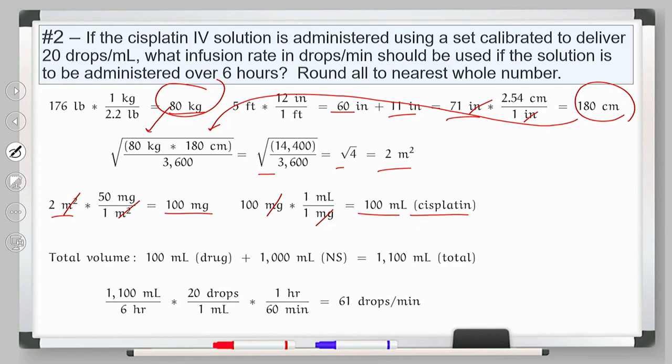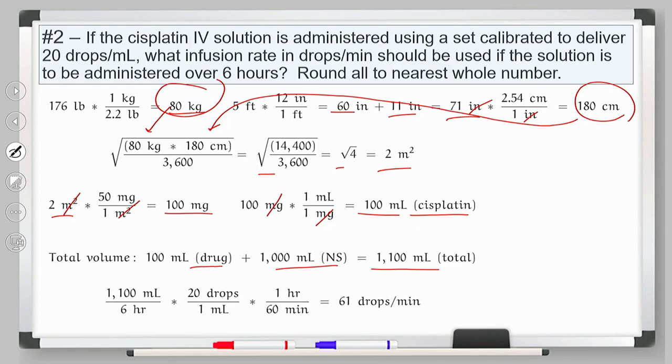But I can't just infuse that. It's too concentrated. So it read in the question very clearly that I needed to do what? Add it to 1,000 milliliters of normal saline. So when we add the drug to the saline, the volumes are additive. So obviously 100 plus 1,000 milliliters gives us a total volume of 1,100 milliliters. 100 is from the drug, 1,000 is the bag of saline we're going to inject it into. The total volume is 1,100.